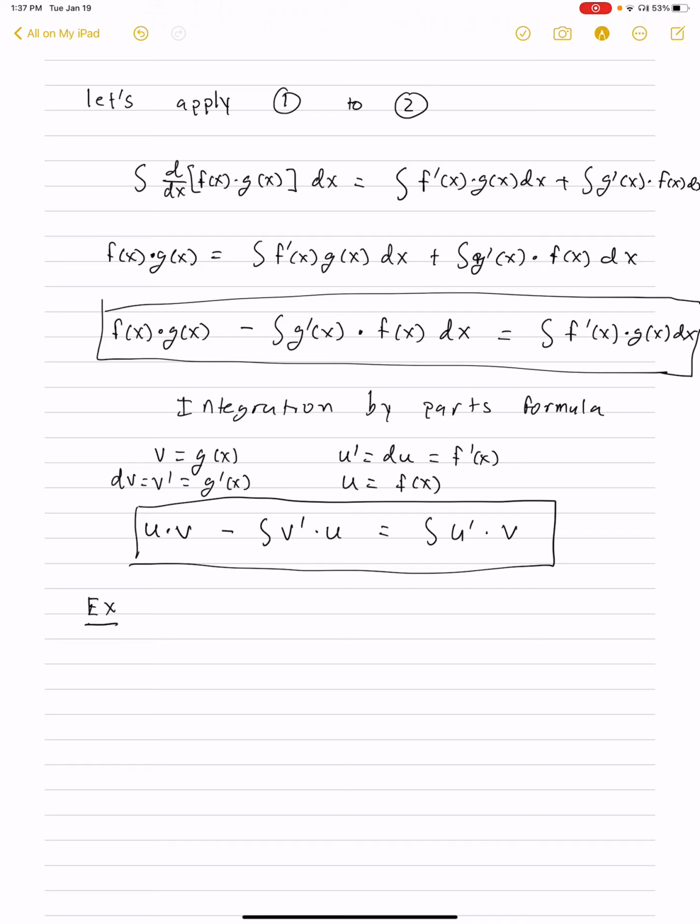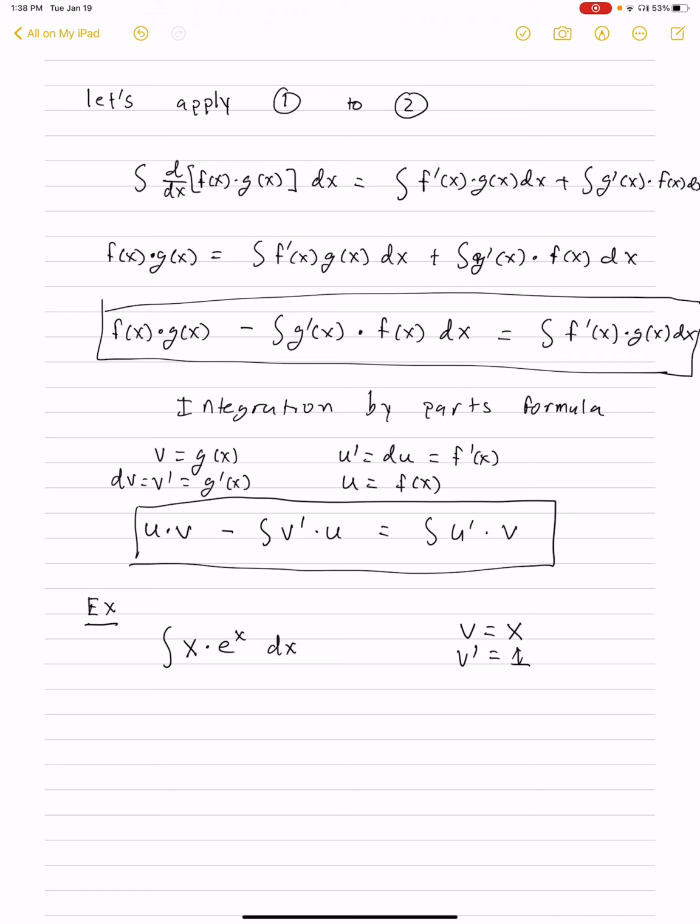Well, I'm going to give you this example. Let's calculate this integral of x times e to the x dx. Well, my life would be a lot easier if I did not have that x there. So I'm going to let v be the thing we differentiate, which is x. So v prime is equal to 1. My life would be easier if x was not there.